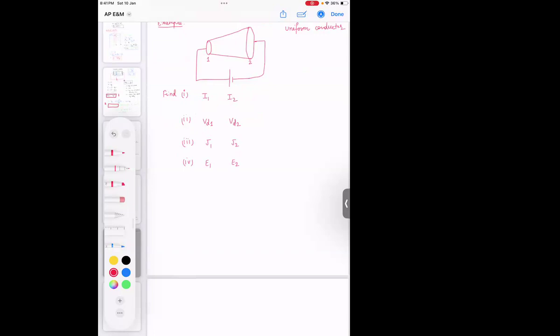Can you tell me about the current? Will it be the same or different? If it is different, then which current will be more? Please tell me which current is more, I1 or I2?